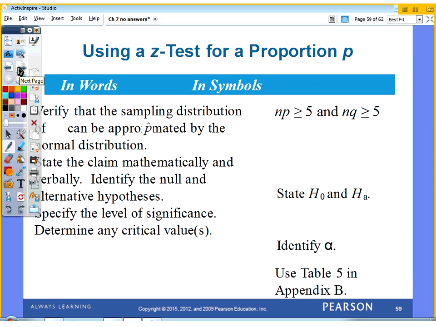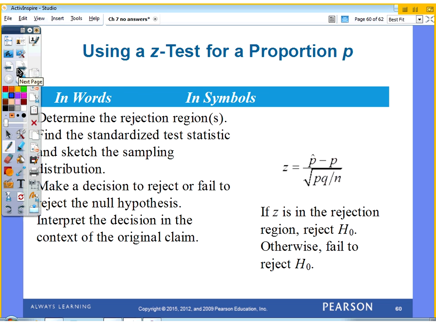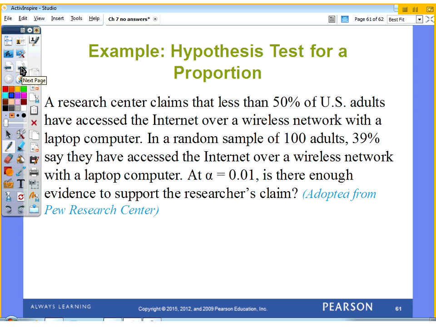All right, so notice your steps. They're exactly the same. You're still going to have to state your hypothesis. You're going to have to find alpha. You'll have to find your critical values. You'll have to use the new formula for your test statistic, put it on the graph, and then decide whether you're going to reject or fail to reject.